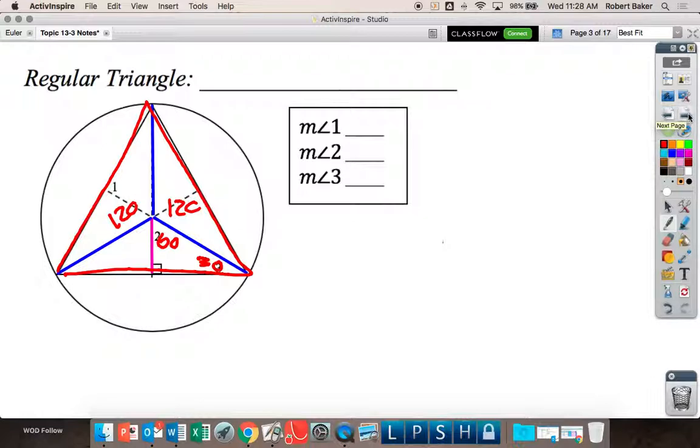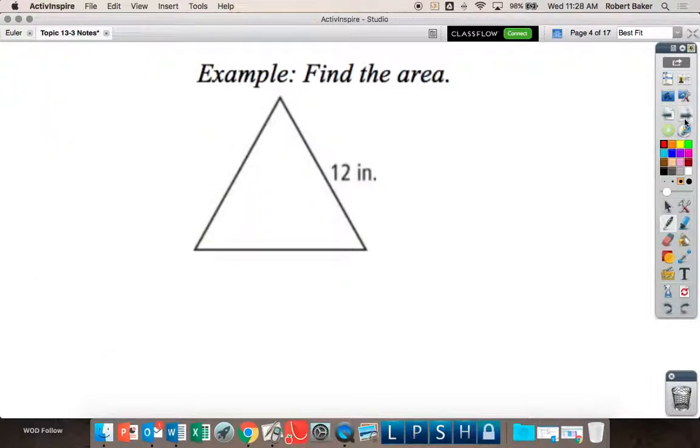Time out real quick. How big is this angle right here? 30. How big is this one? 30. So it also has a 30, 60, 90 right there, which you could use to solve for just the height. The big blue line, the apothem plus the radius, the whole height. And you could do 1/2 base times height too, right? Lots of different things you could do. You don't have to, but you can.